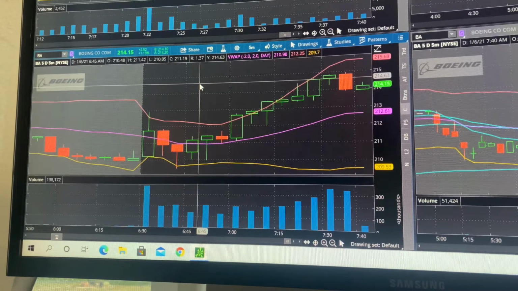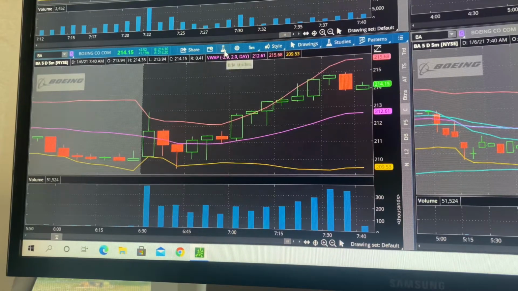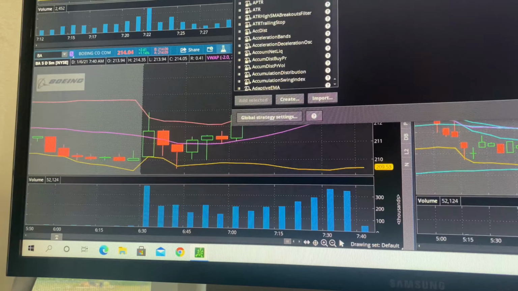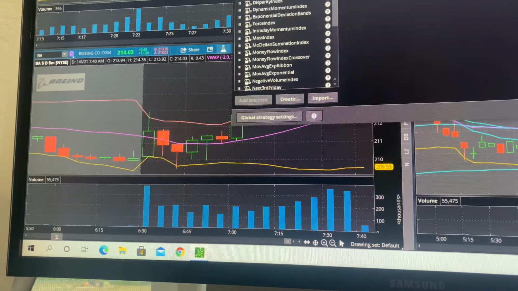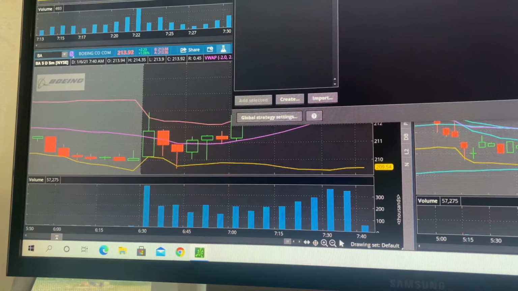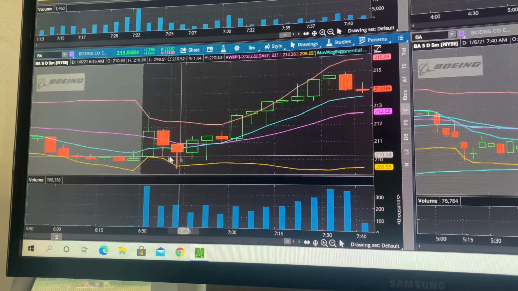Earlier what I was talking about was the exponential moving average. We call that EMA, or moving average exponential, and you can add that, and boom, now you got another average that moves along here.